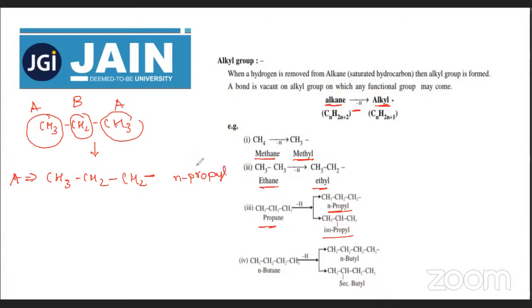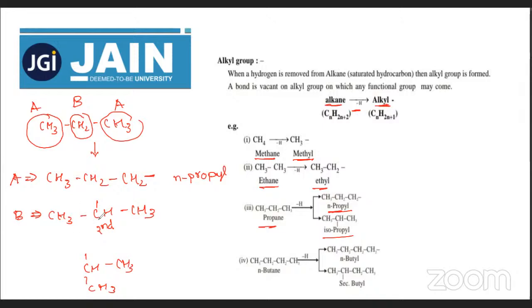Now, if I'm trying to take out one hydrogen from B, it will be CH3. I took out one hydrogen, one bond is free. Then I wrote it as CH3. So now this is the first and this is the second carbon. To the second carbon, I have one CH3 attached. I can even write this in this way. There's no problem writing it like this. On the second last carbon, you have one CH3 attached.